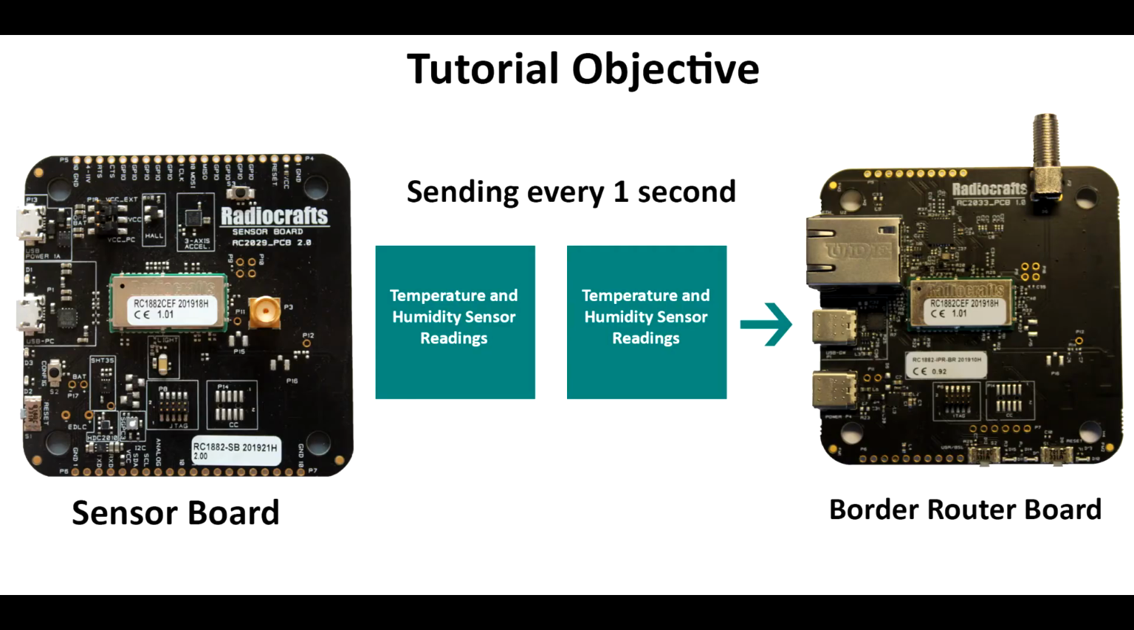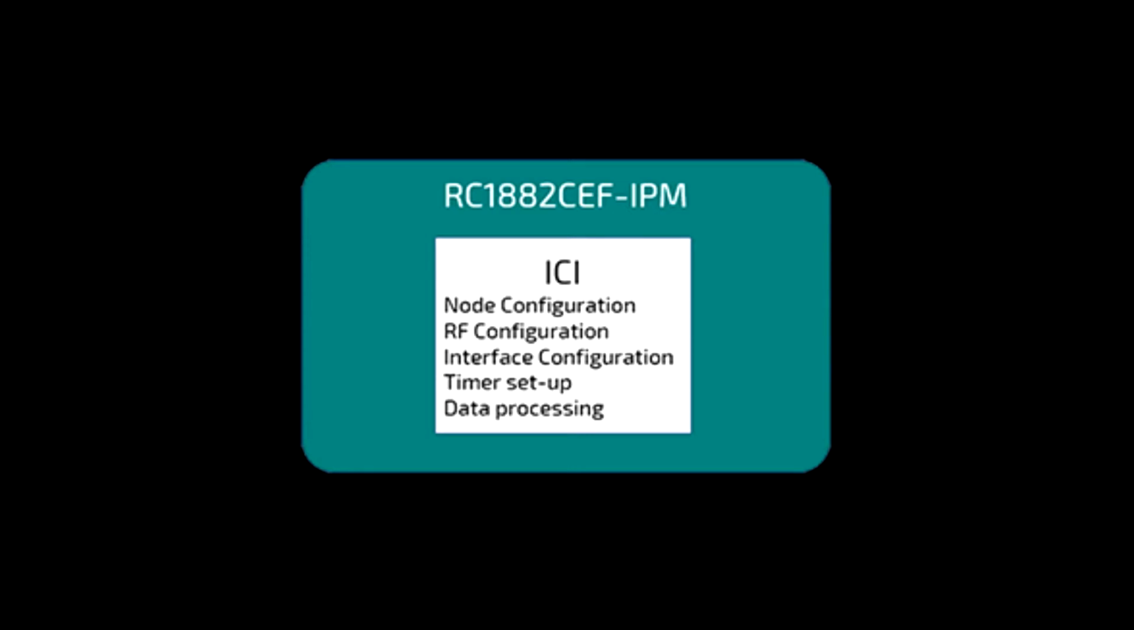The objective of this tutorial is to observe from the border router board temperature and humidity sensor readings sent from the sensor board every second. To do this, we will need to reconfigure the sensor board to send temperature and humidity sensor readings to the border router board, as opposed to the accelerometer sensor data it sends by default. We will also need to reconfigure the sensor board to send data every second, as opposed to its default 10 seconds setting. So, how do we reconfigure a node in RIIM? By simply modifying its ICI application code.